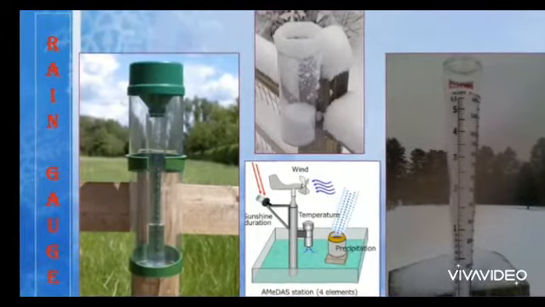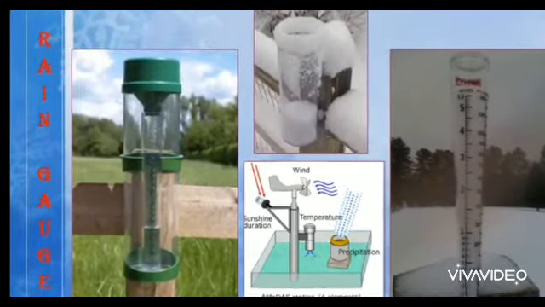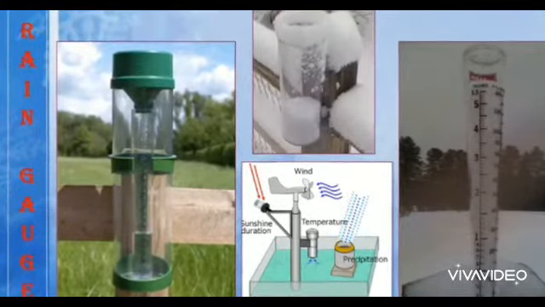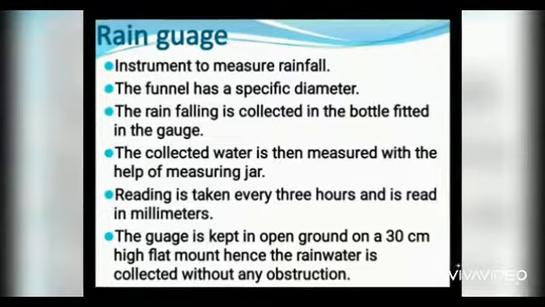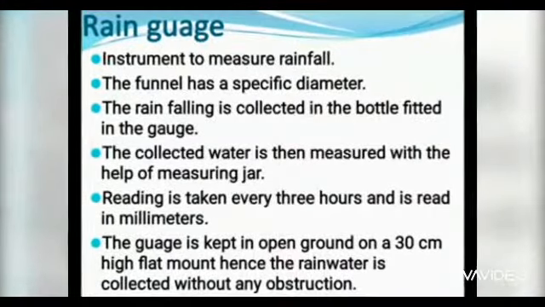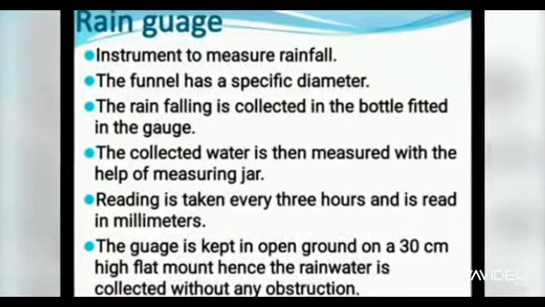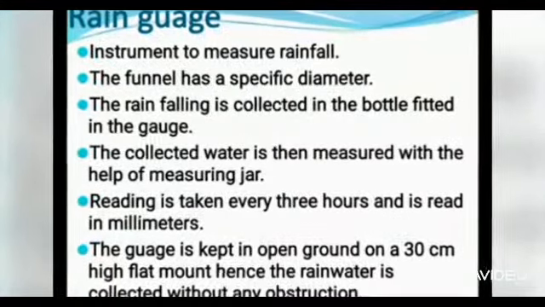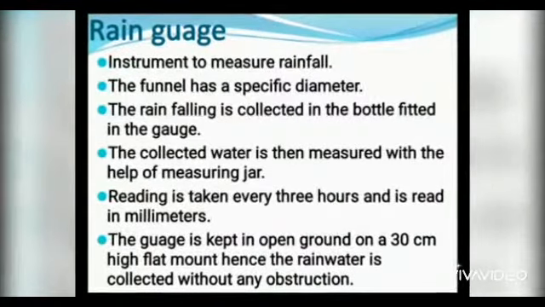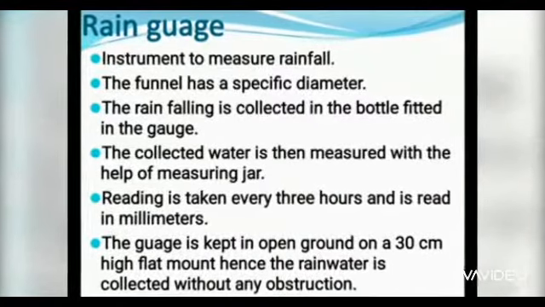We can now see the rain gauge that is used to measure rainfall. The instrument that is used to measure rainfall is called rain gauge. See figure 5.8 in your textbook.